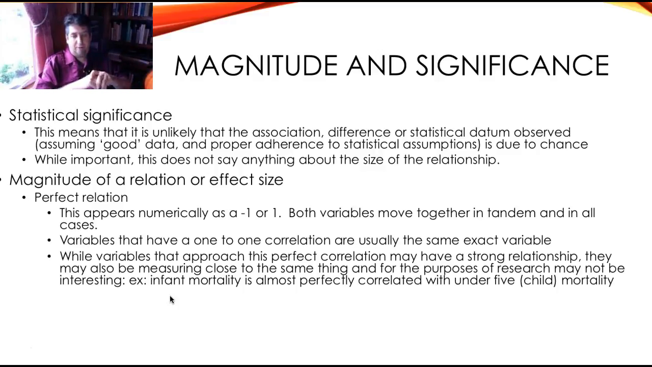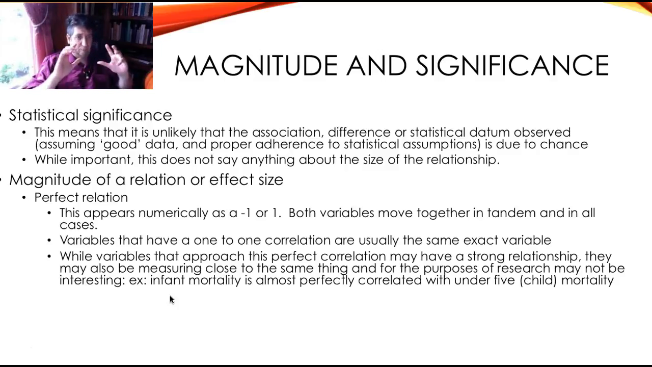There's another concept here to be concerned about, and that is if you have something that approaches a perfect correlation, it might not necessarily be a good thing because it could be measuring the same thing. For example, infant mortality is basically perfectly correlated with under 5 mortality, so using one or the other becomes important. If you're interested in using this as either a dependent variable or an independent variable, you wouldn't necessarily need to use both, particularly as an independent variable.